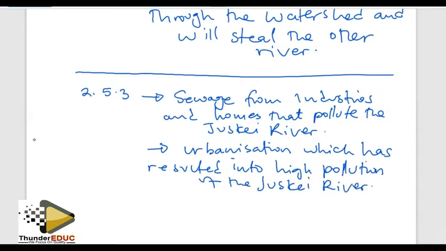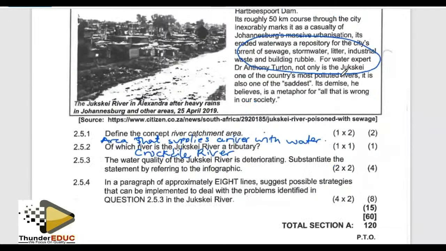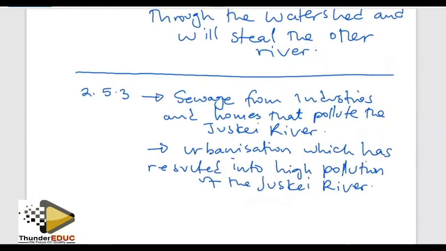Check. So, urbanization has also resulted in high pollution of the Jasky River, because we know that when most people are running away from rural areas to come and stay in cities, at times this also increases pollution, which does affect most of the rivers. So talk about litter, another reason.